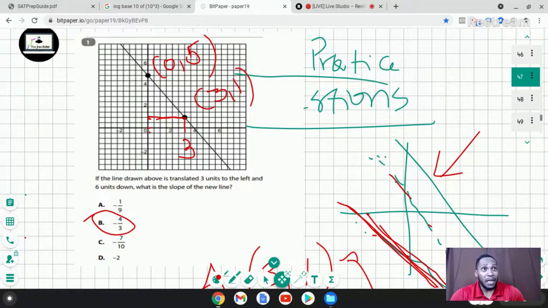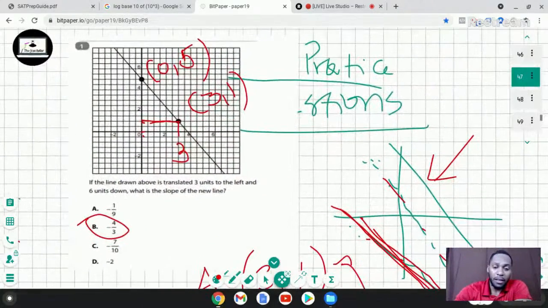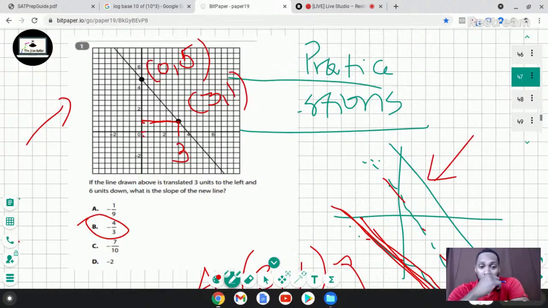Because I'm taking the SAT and I want to be fast, I don't actually go and translate the line. I just know that if I do a translation, the slope is going to be exactly the same as what it was when we started. So let me start with the original slope, and whatever I find is going to be the slope of the final line. How do we find a slope? Rise over run. That means the difference in y values divided by the difference in x values, and we end up with a slope of -4 over 3.